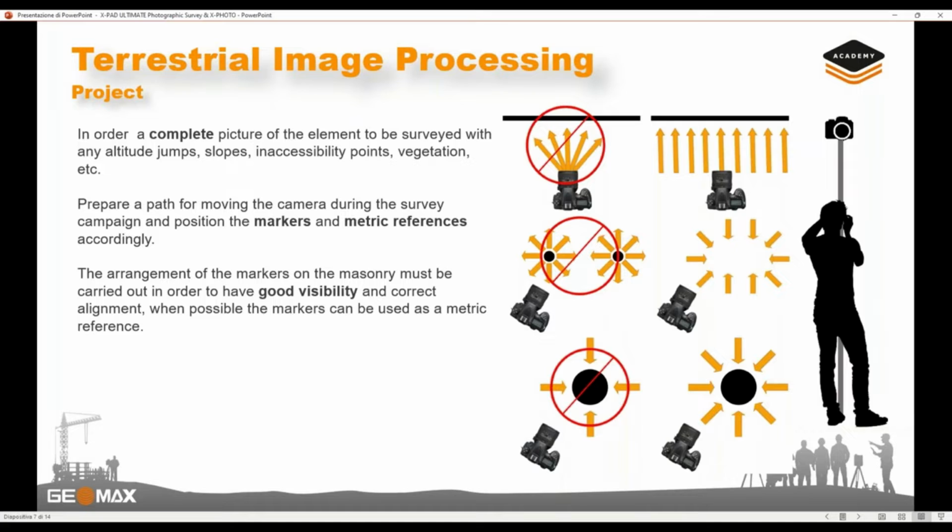Prepare the path, prepare the survey, so use markers if possible, or use a metric reference according to the data that we need to acquire. I will show you in a few minutes two different examples of the same dataset, of the same facade. The first one will be with a TPS, with some points measured with the TPS. The second one will be with 3 points just measured with a wooden meter.